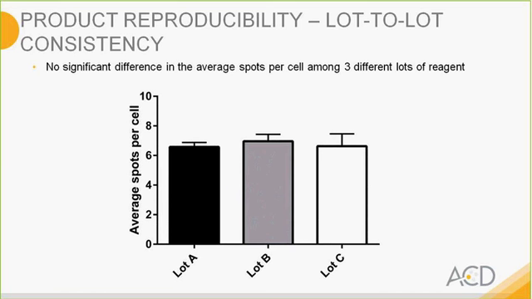Okay, so we also quantified this to confirm that we truly are seeing no difference between the 3 lots. And we quantified this using Halo imaging software, which determined the average spots per cell. And across the 3 lots, there was no statistically significant difference in the average spots per cell. So this really indicates the high reproducibility of multiple lots of the RNAscope 2.5 assay.